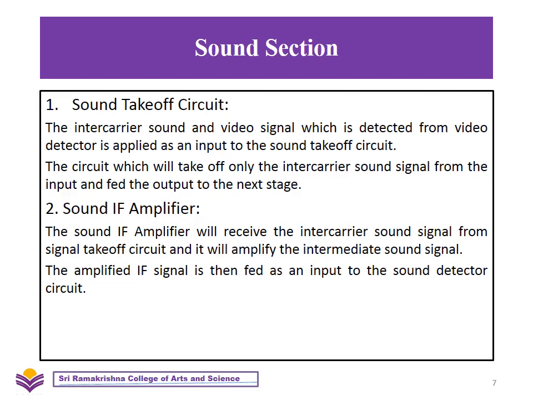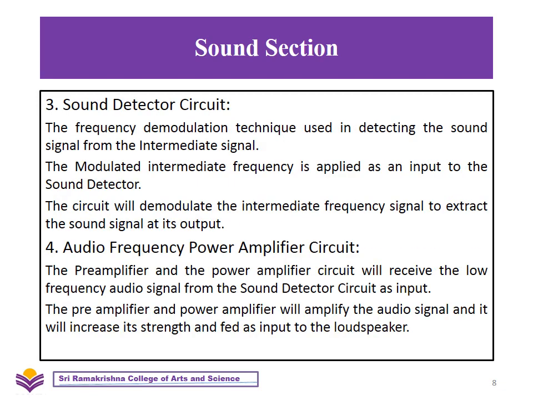In this slide, I have given an explanation for the sound detector circuit and audio frequency power amplifier circuit of the sound section. First, we will discuss the sound detector circuit. The input to the sound detector circuit is a modulated intermediate sound signal. This sound detector will demodulate the intermediate frequency signal, extract the original sound information, and process the output to the next stage.